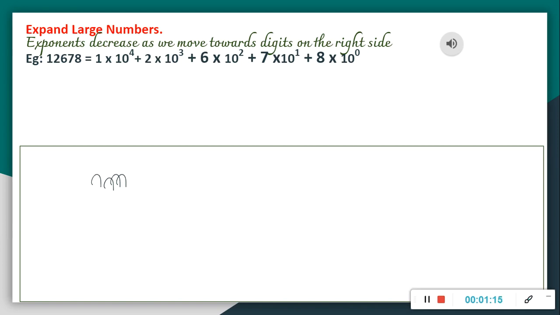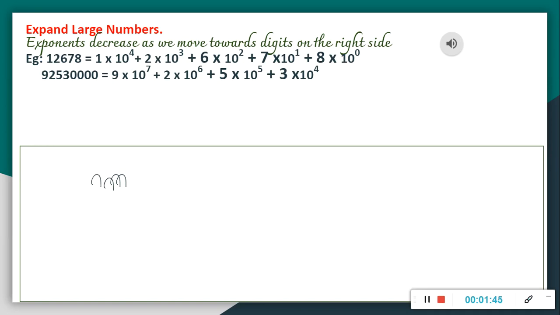Similarly, take one more example. This one is a little bigger number. In this case, we can write 9 into 10 raised to 7 plus 2 into 10 raised to 6 plus 5 into 10 raised to 5 plus 3 into 10 raised to 4. You have all zeros after this, right? Here also you see the same thing: as we move right, the value of the exponents gradually decreases, right?